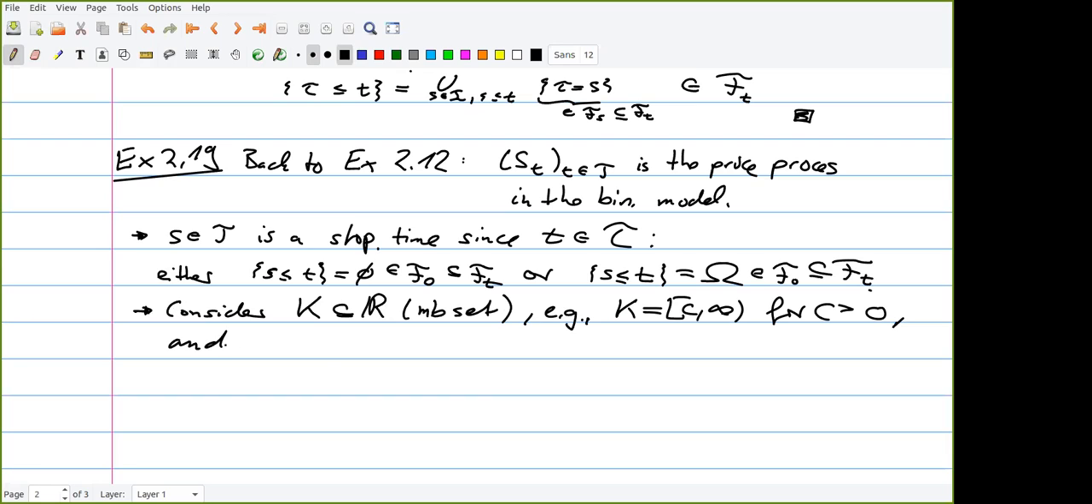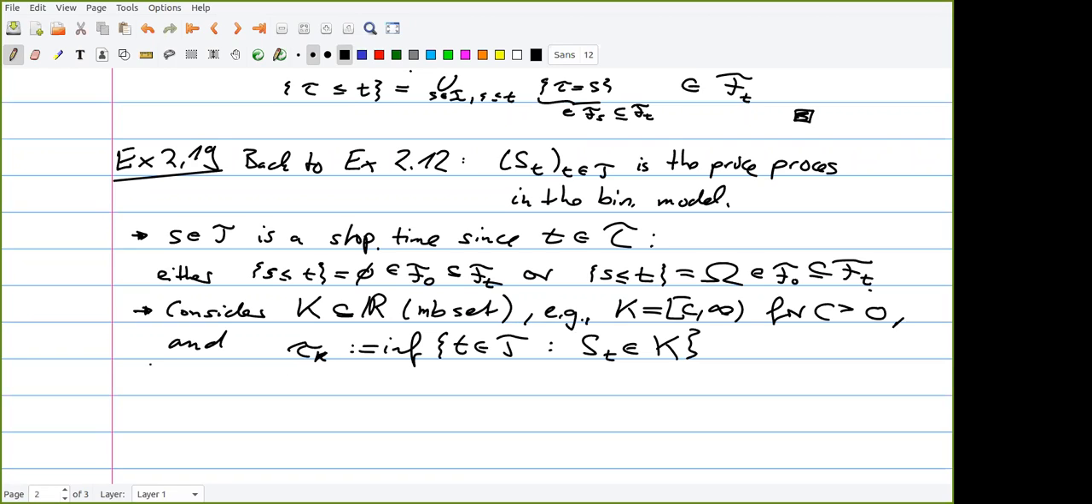And then we have the stopping time. Let's call it tau_K now, because it depends on this set K, which is the first time the process S enters the set K. Before, we had this set K here, where it means the first time that our price process goes above the barrier c. And this is exactly what we have here.